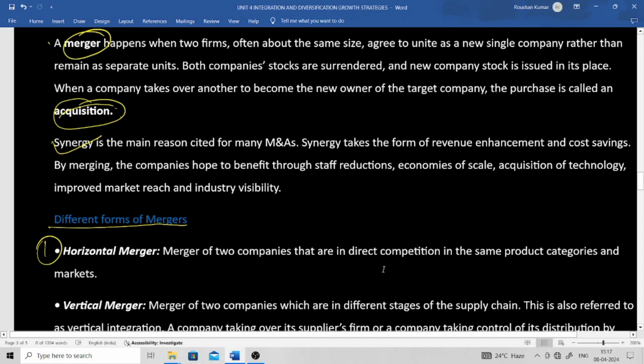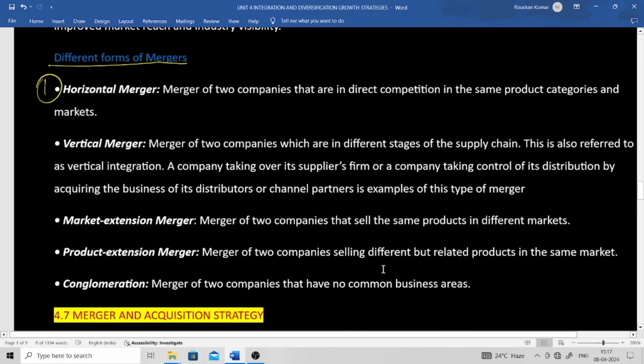The second one is vertical merger. It is a merger of two companies which are at different stages of the supply chain. If two firms are at different stages of the supply chain and they merge, that is known as a vertical merger, or it is also known as vertical integration.